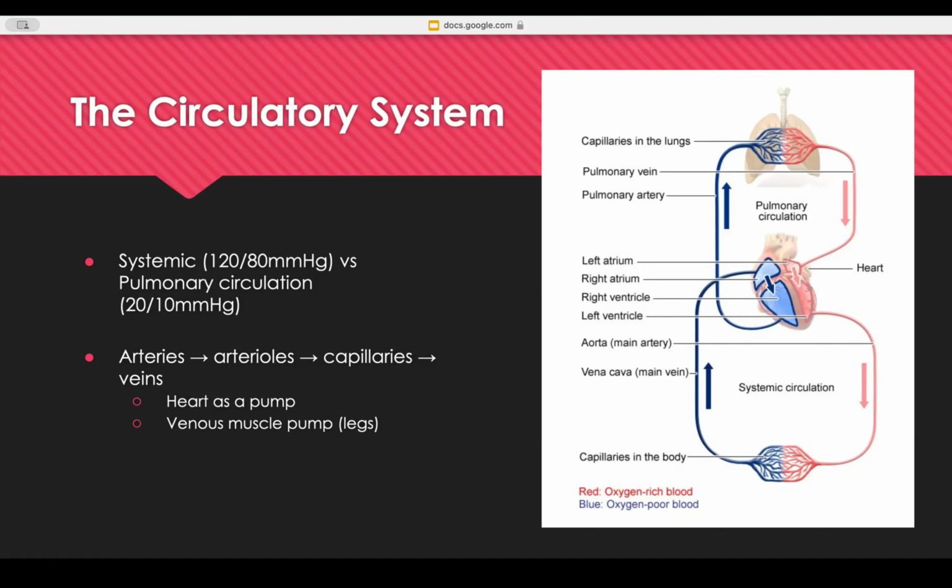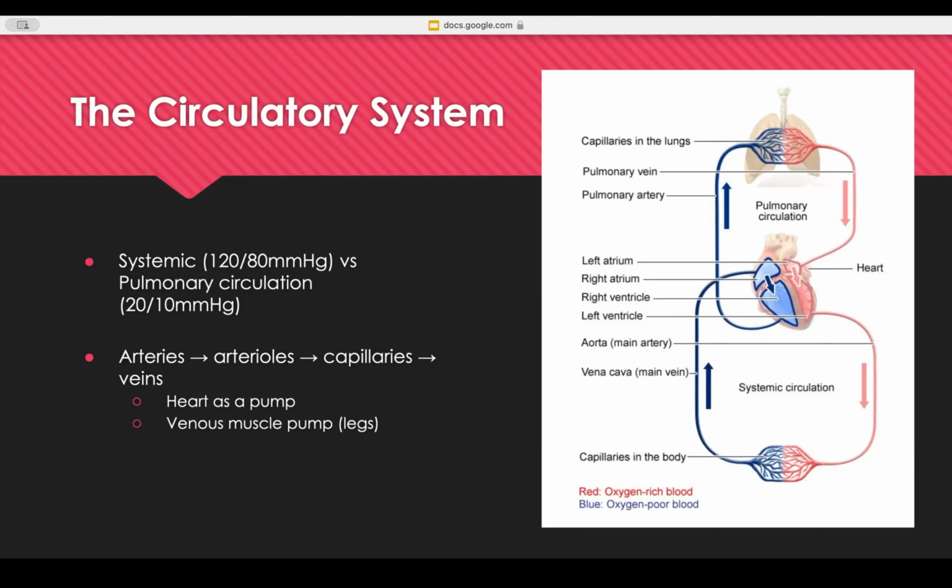So the heart is the primary pump, but it's worth also knowing that in your legs, there's something known as the venous muscle pump. As you walk or contract your legs, this helps pump blood back up the veins to the heart. And this is why veins have valves in them and arteries do not, so that blood can be pushed up these veins and then not fall back down with gravity.